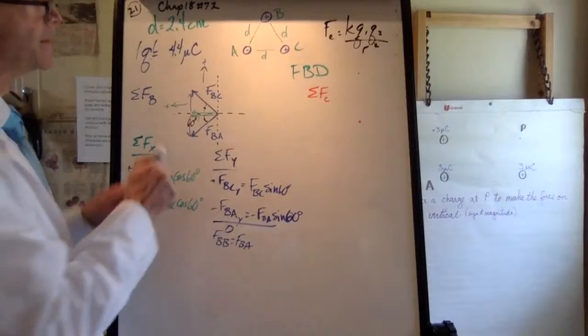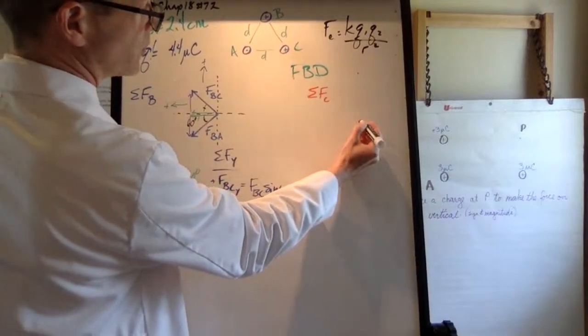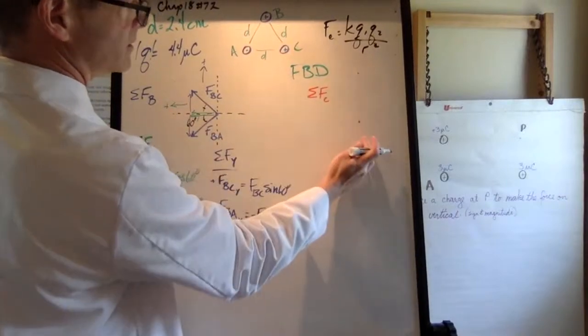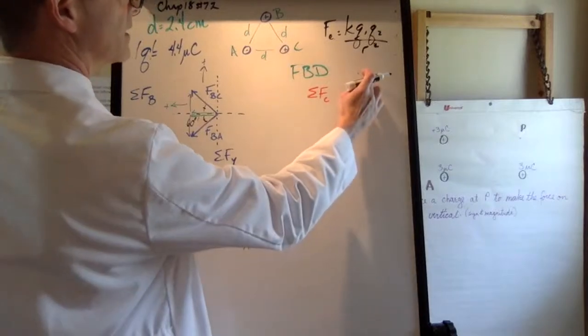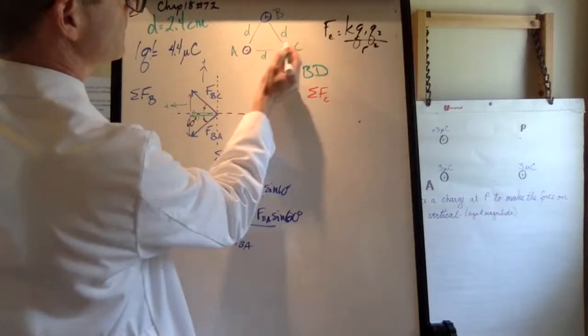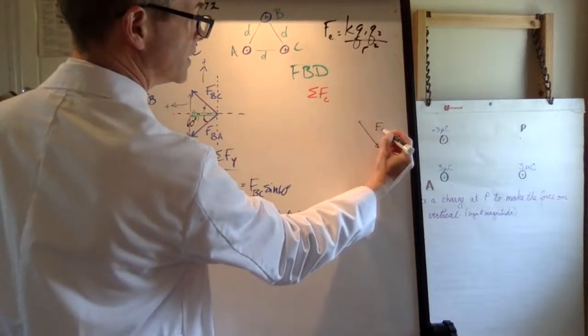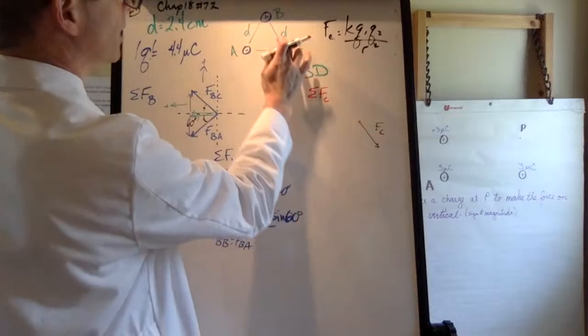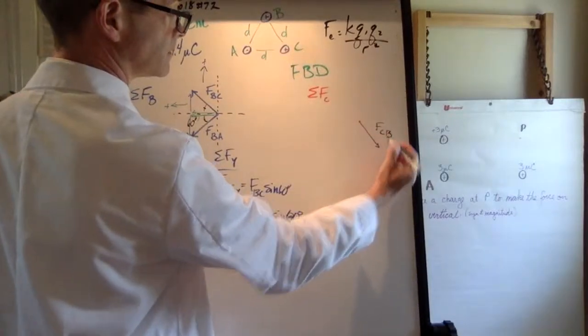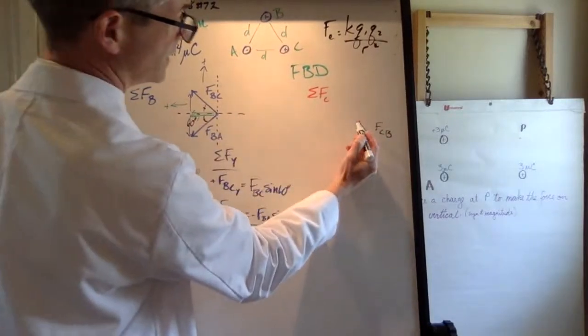Here we go. So these are the forces that are on C. Oh, wait. I already drew my free body diagram. I'm more prepared than I thought. This is the force on C from B. And I'm going to get attracted this way.